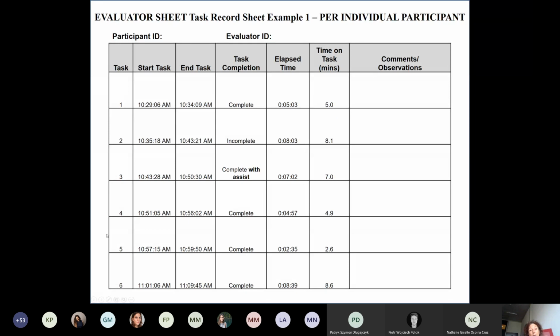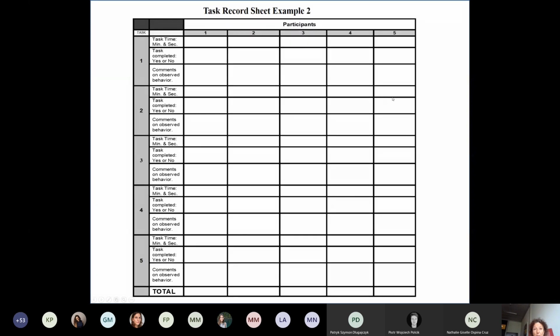This is another example of an evaluator's sheet. We created an online form that we use in some of our usability studies, in which task time and end of task, everything can be set automatically from the tablet application. Anyway, you need to keep track of when the task starts, when the task ends, the level of completeness, and observations. Of course, this data can be generated from this one. This is where you add your observations.